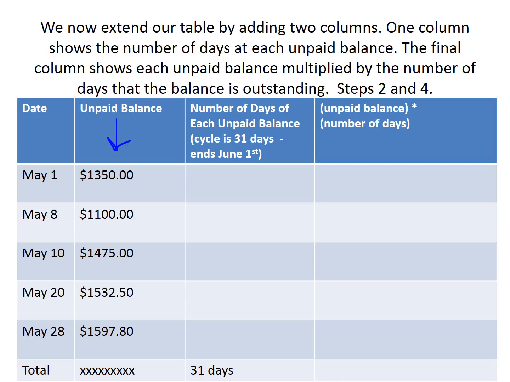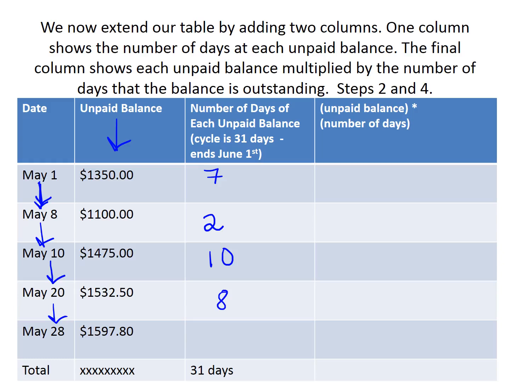From May 1st to May 8th, that's 7 days. So we actually have 7 days where our unpaid balance is $1,350. All right, from May 8th to May 10th, that's 2 days at the unpaid balance of $1,100. And here, that's 10 days. That's 8 days.